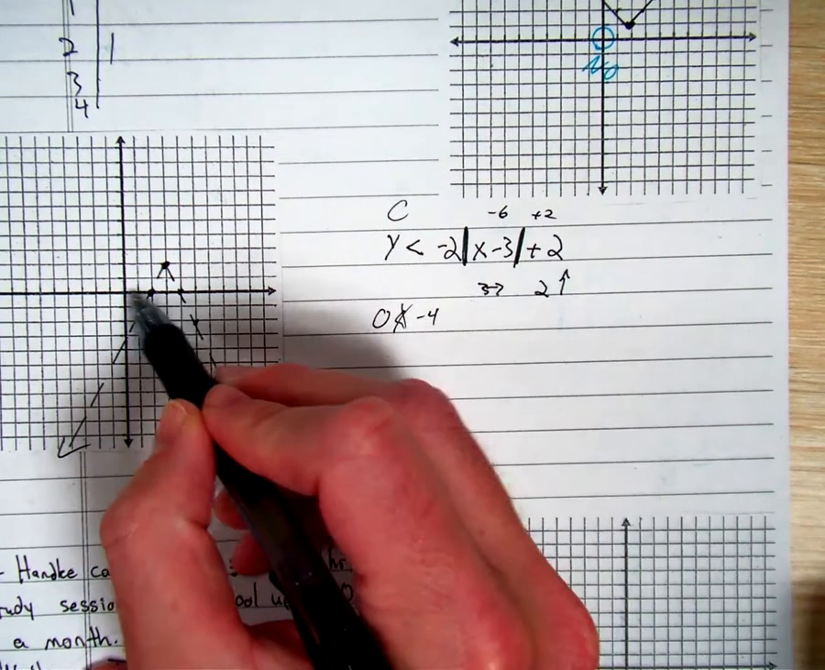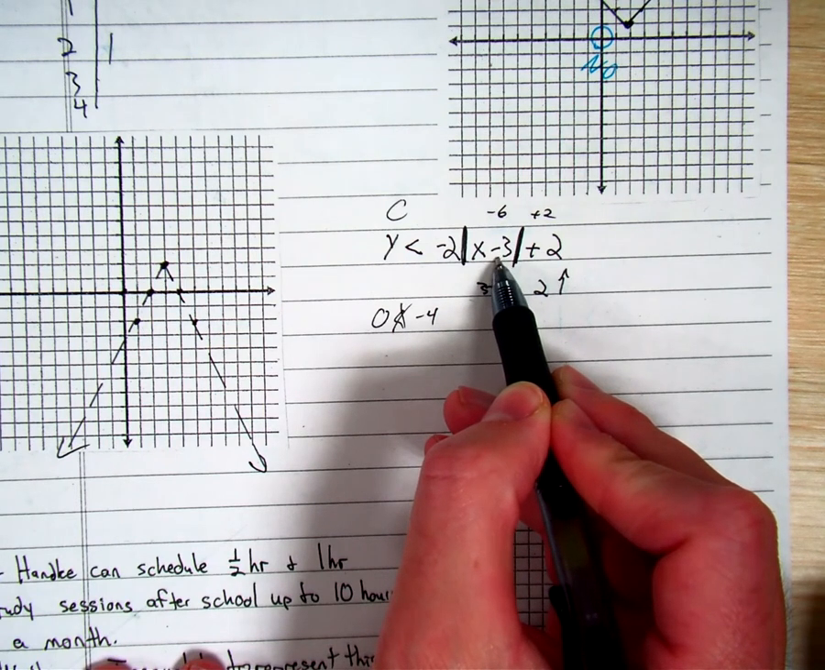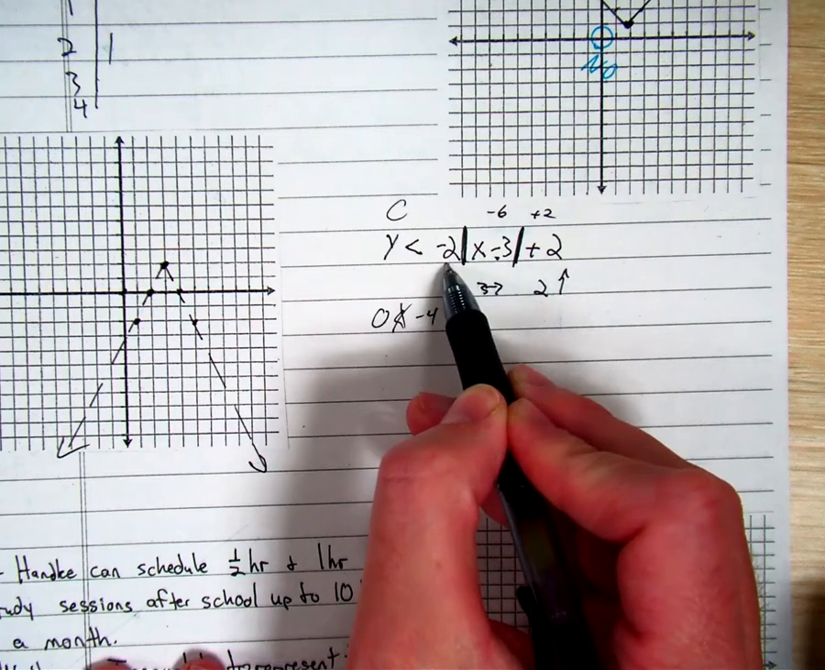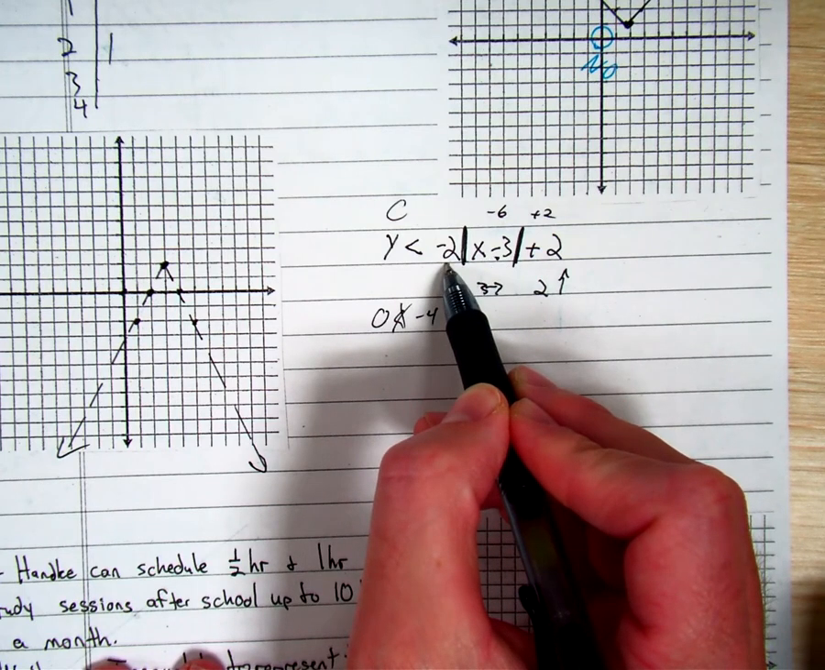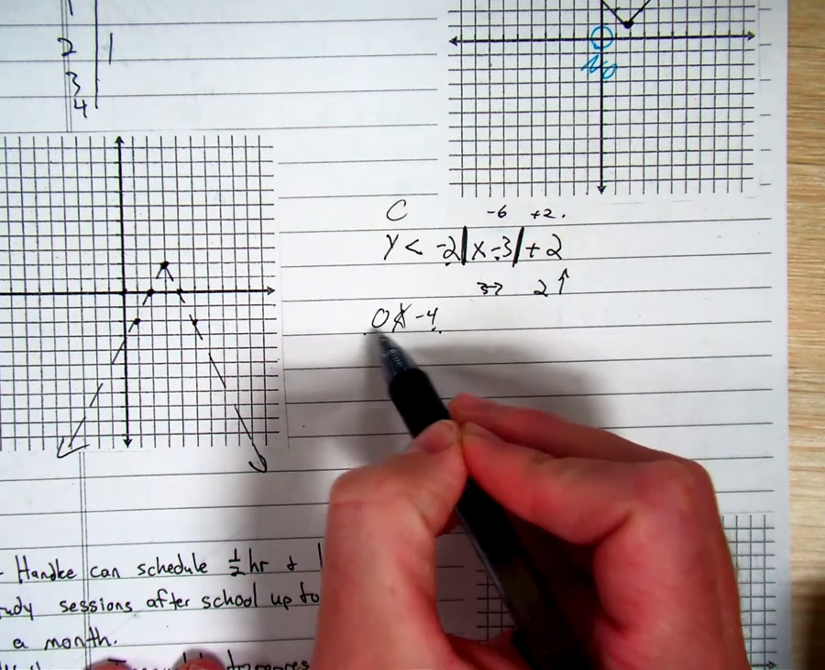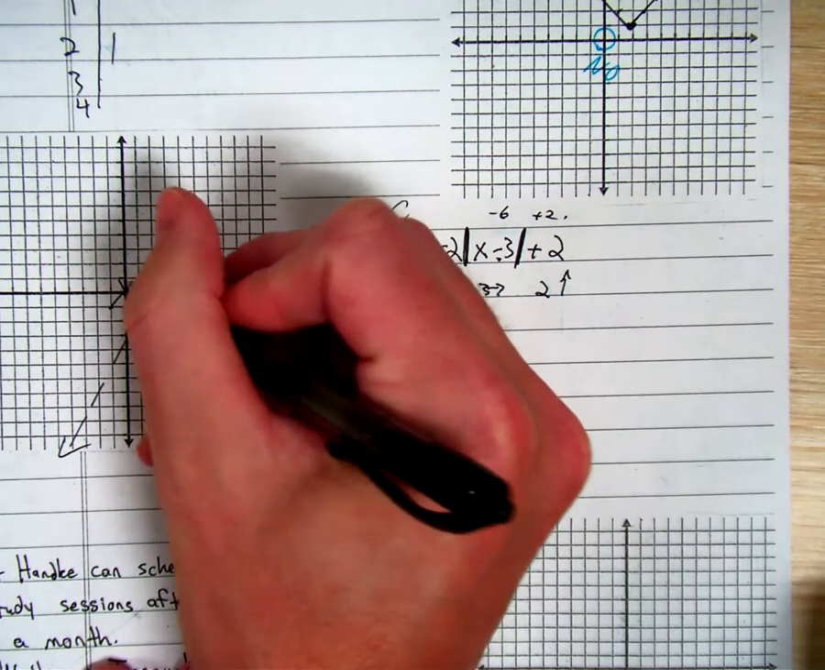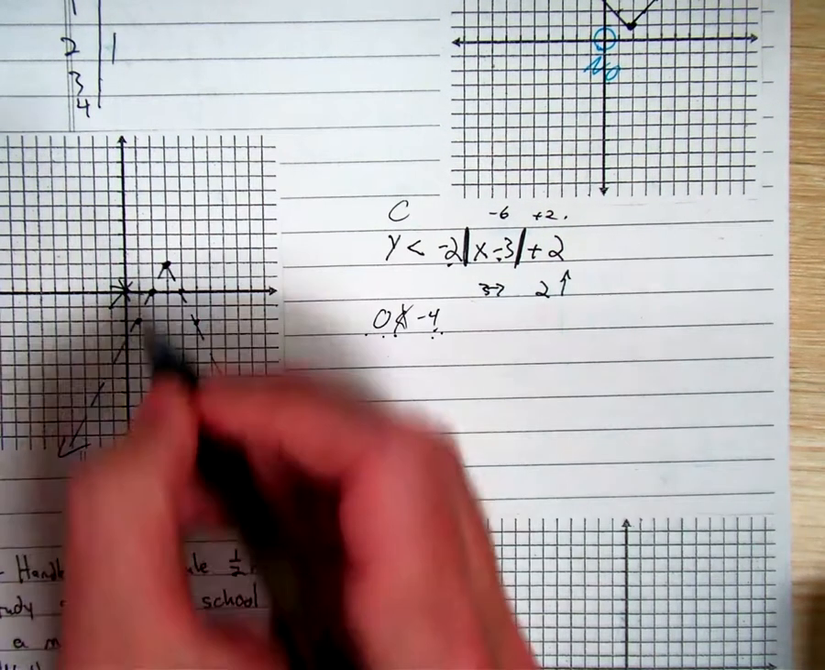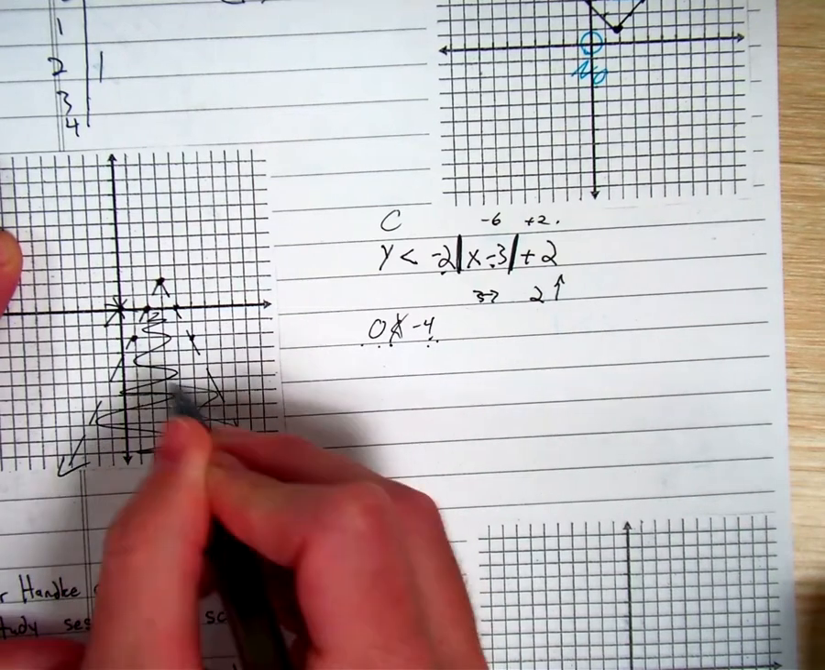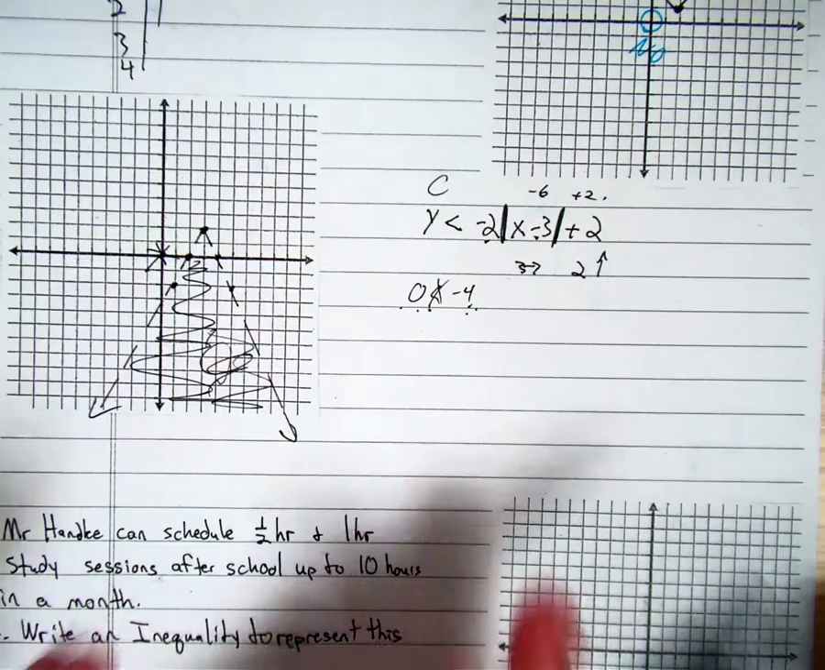If I put in 0, 0, 0 minus 3, negative 3. The absolute value of negative 3 is positive 3, times negative 2, negative 6, plus 2, negative 4. Yep, so negative 4 is right. 0 is not smaller than negative 4, so we don't want that. Okay, we want over here. So just like we had there, it was going to be going down.